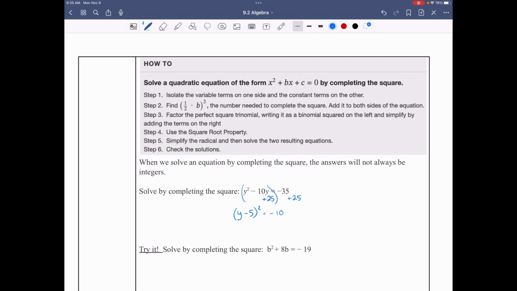And then we take the square root of both sides, so we get y minus 5 is equal to, well, if we take the square root of negative 10, we get an imaginary number. So I'm just going to write it like that. Then we add 5 to both sides, so y is equal to 5 plus or minus the square root of 10i. Then we're just going to rewrite that as 2 answers. So y equals 5 plus the square root of 10i, and we can't simplify the square root of 10, so we'll just leave it. And y equals 5 minus the square root of 10i.